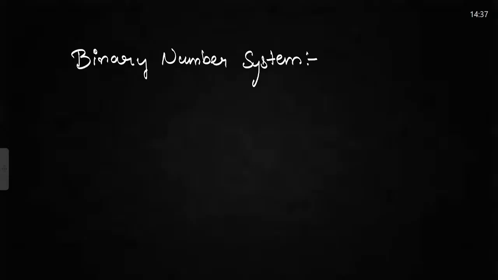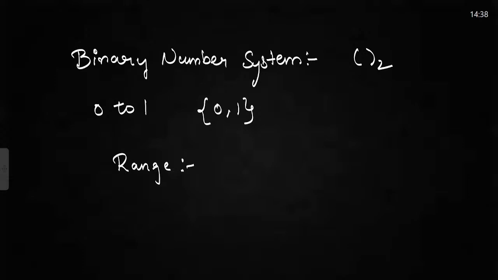You know, binary number system is a number system with base 2, which means the maximum number that we are having is 0 to 1. So the numbers in binary will only have 0 and 1. So if you want to find the range of binary number system, then the range will be 0 to n minus 1, where n is the radix or base. So this is binary number system.